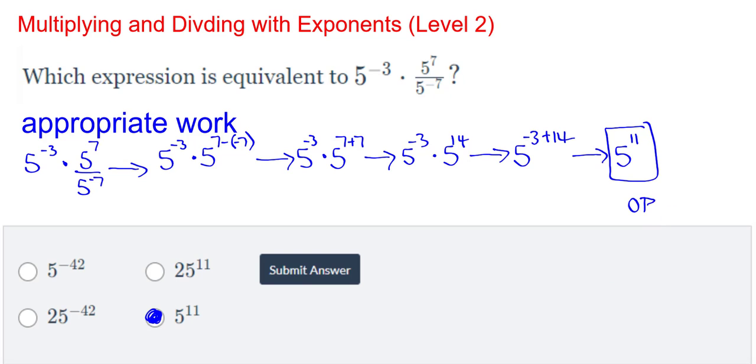Do you remember we could write this as a reciprocal? I can move the base 5 to the bottom, and then that positive 11 could change to a negative 11 and then put it over 1. But they probably wouldn't have you multiply 5 by itself 11 times.